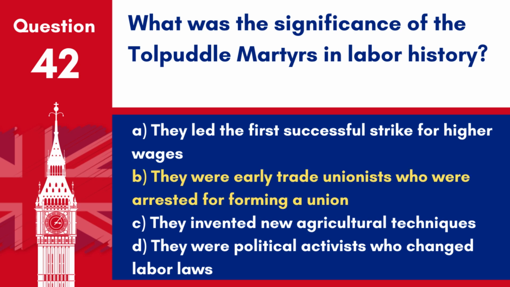Answer. B. They were early trade unionists who were arrested for forming a union. The Tolpuddle Martyrs were significant in British labour history because their arrest and subsequent punishment in 1834 highlighted the struggle for workers' rights and led to significant support for trade unionism.